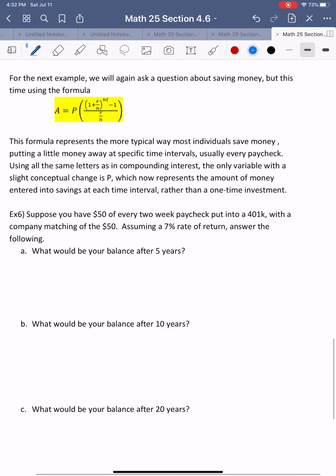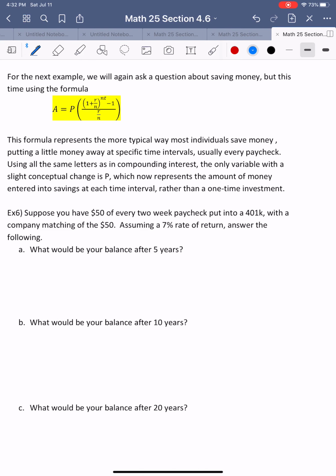So for the next example, we are again asking a question about saving money, but this time using the formula of the P times, that kind of formula we have. This formula represents the typical way most individuals save money, putting a little money away at a specific time interval, using every paycheck. It uses all the same letters as the compound interest formula. The only variable with a slight conceptual change is P, which now represents the amount of money entered into the savings at each time interval rather than a one-time investment.